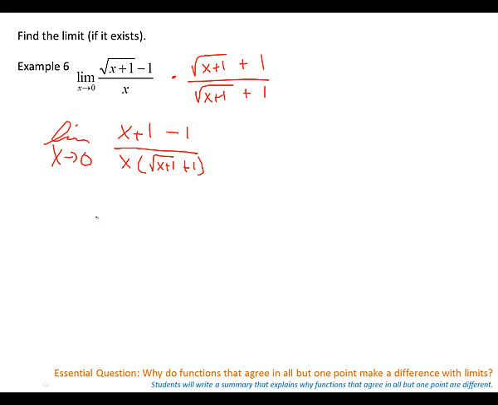Okay? Before I do anything else, another reason I'm not distributing: what happens here? They cancel. So now I'm left with the limit as x approaches 0 of x over x times the square root of x plus 1 plus 1. Alright, what happens now? Do you see why I didn't go ahead and distribute?